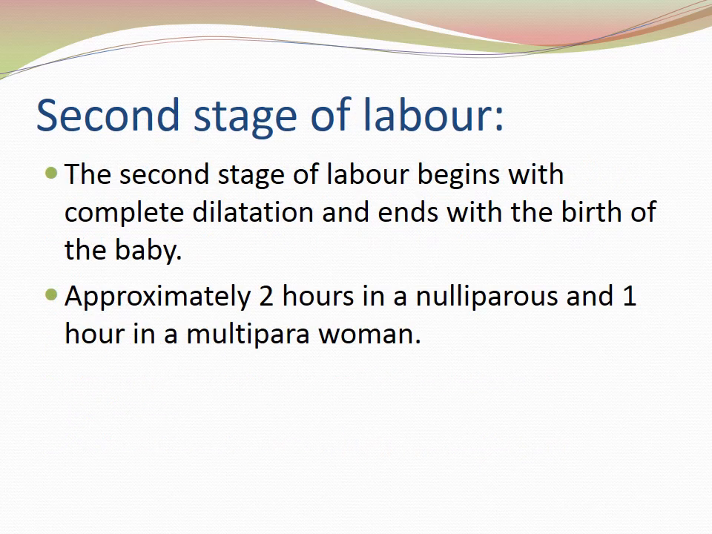The second stage of labor begins with complete dilatation and ends with the delivery of the baby. It is approximately 2 hours in a nulliparous woman and 1 hour in a multiparous woman. When 2 hours have passed in the second stage of labor in a nulliparous woman, it's time to take action and assess what is the problem with the passage, passenger, or the power. And in multiparous women, it should not prolong more than 1 hour.